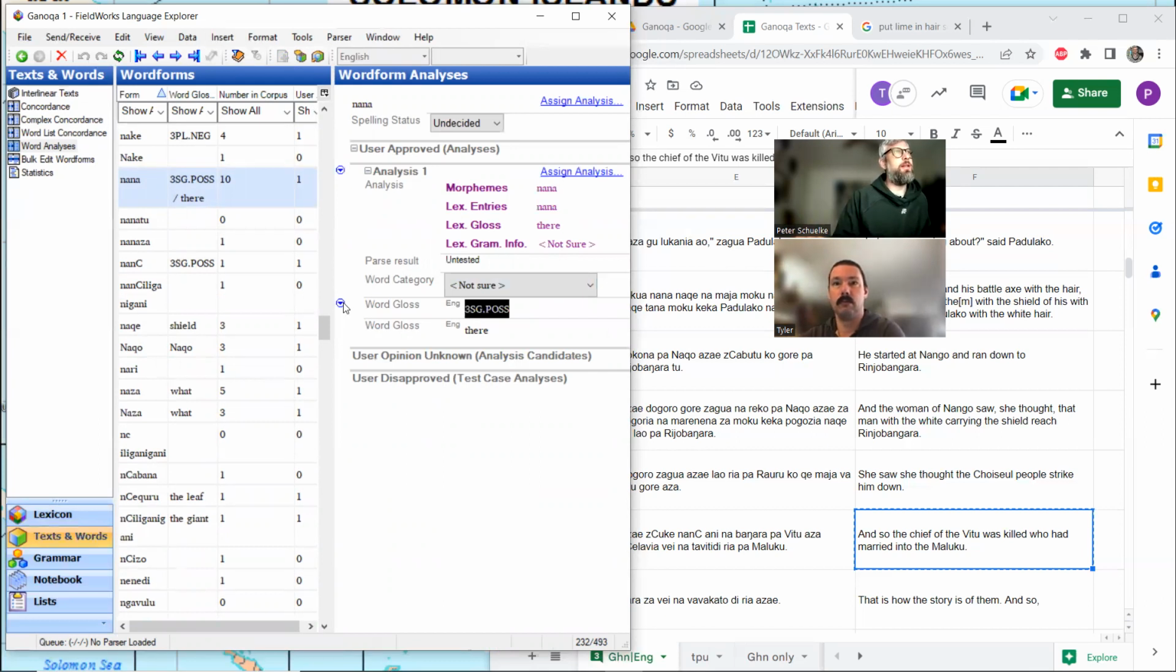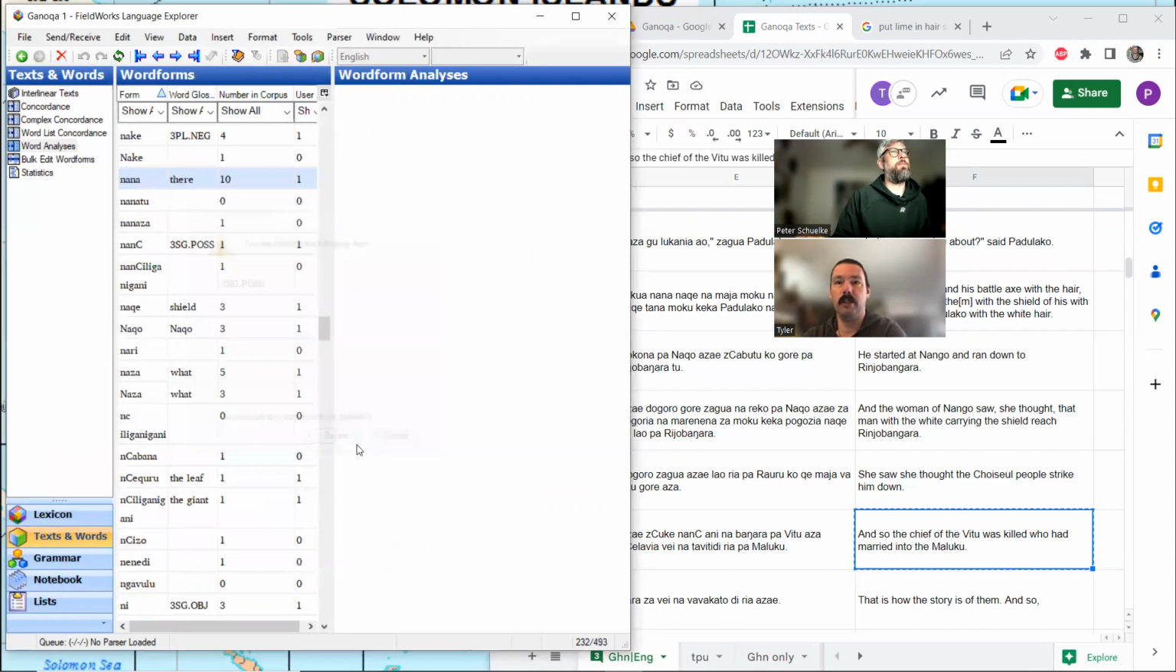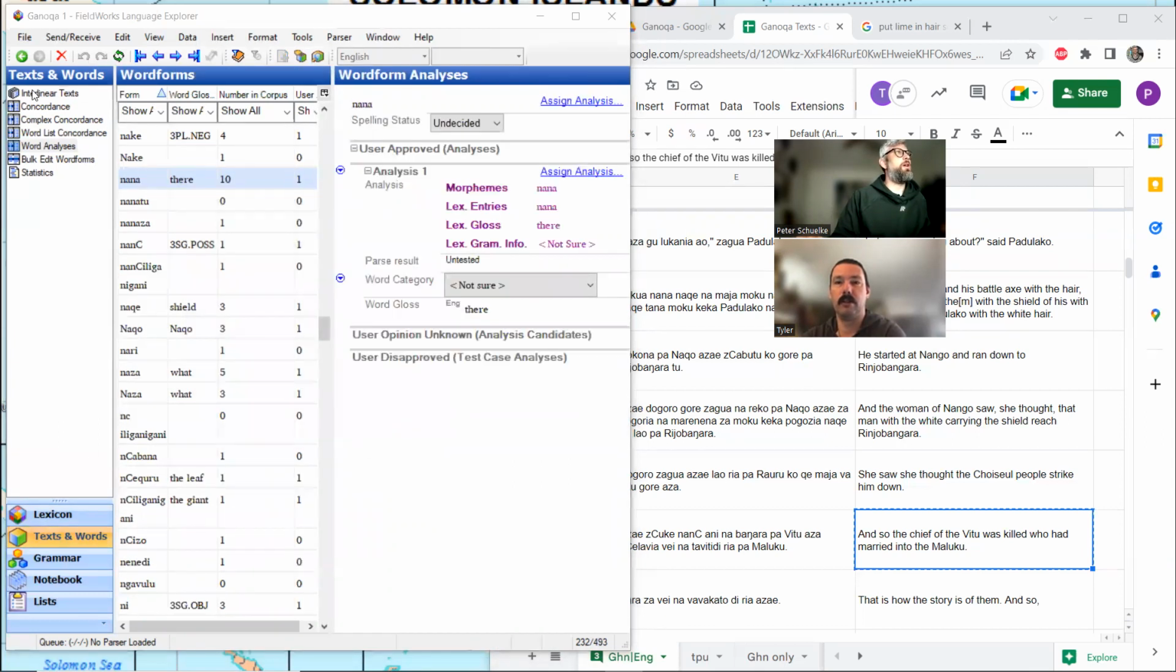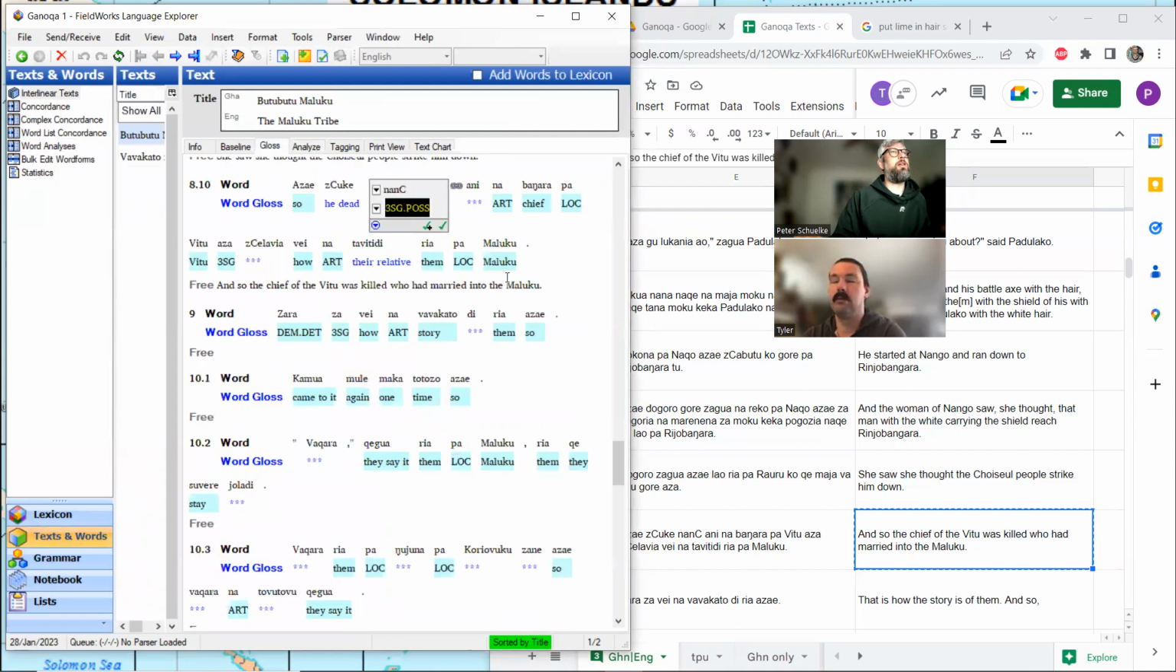Oh, and I can delete it right here to the left. Delete gloss. You are deleting. That's right. Now, we know we're deleting it, and it's okay. And we might be wrong, and we'll come back and change that later. Exactly. Oh, we need to change Nana C now as well.